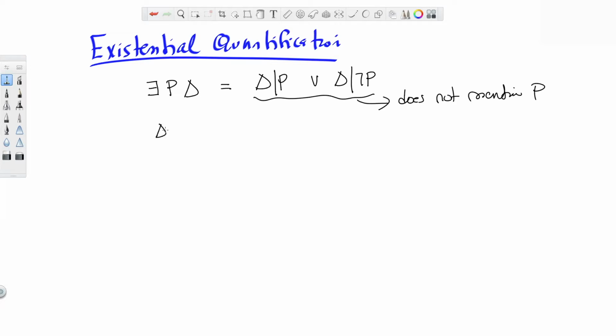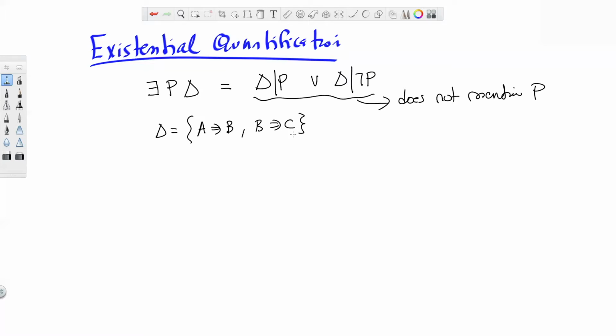So if my knowledge base delta is made up of two sentences, let's say this one, A, so let's make it like a set, and then B implies C. So this is what I have. This is my delta. And I'm going to try now to existentially quantify the variable B out of this.